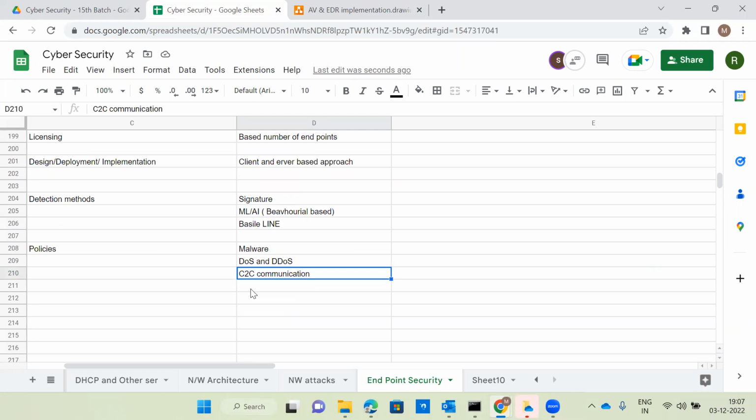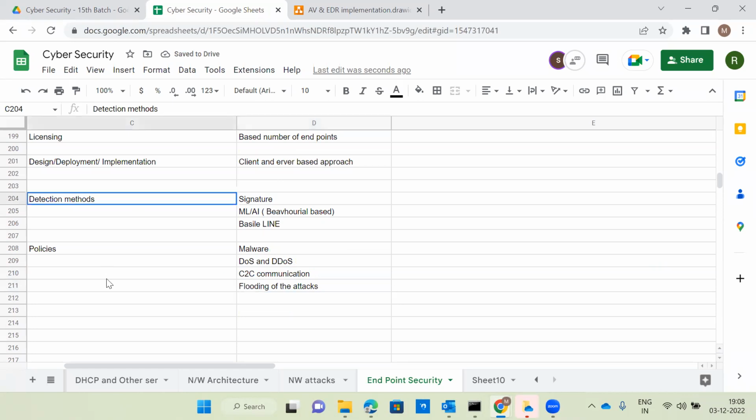Next, DOS, and yes, these are a couple of things. For all flooding category attacks, we also have to configure policies. So that is about the IDS IPS policies part. Detection methods you already know.